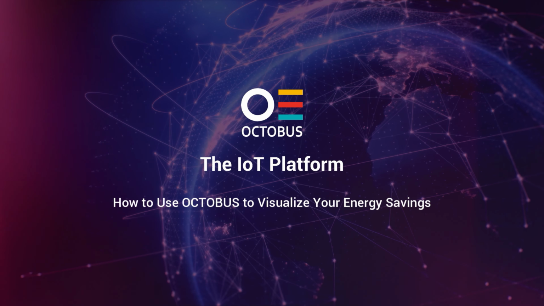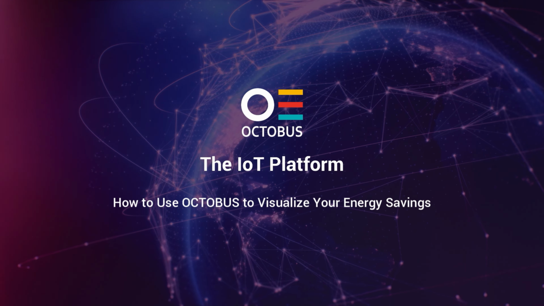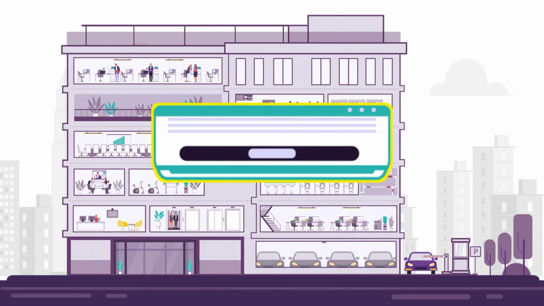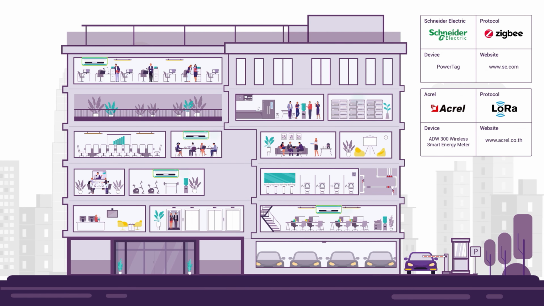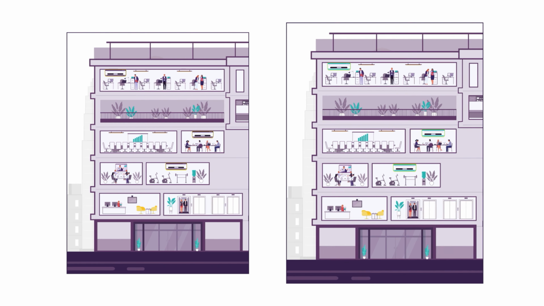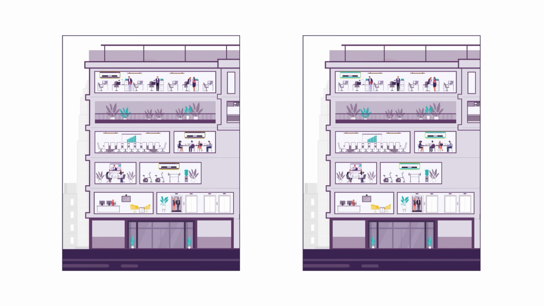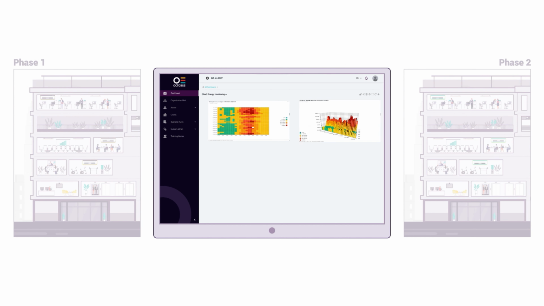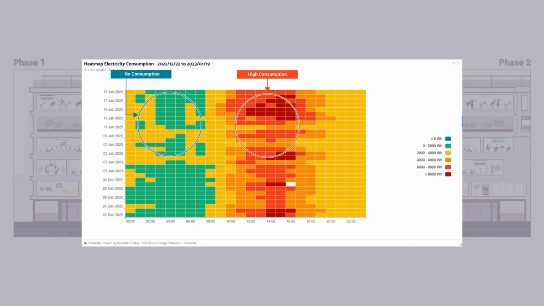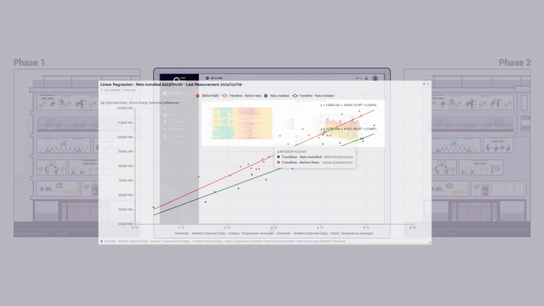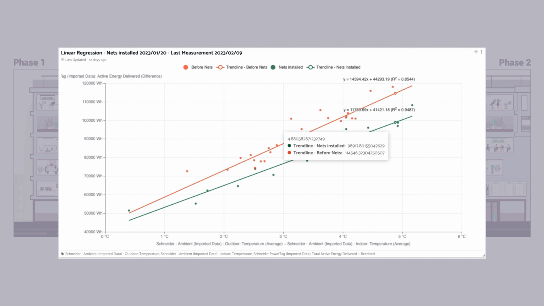Welcome to a deeper look into the OCTOBUS dashboard. In our previous video, we demonstrated how installing an energy-saving net on air conditioning units can reduce electricity usage by up to 35%. By tracking energy consumption over 3 weeks before installation and 3 weeks after, the results clearly showed a significant reduction. In this video, we'll show you how to compare energy data before and after installing the energy-saving net, and how to create the OCTOBUS widgets that make these insights easy to visualize.